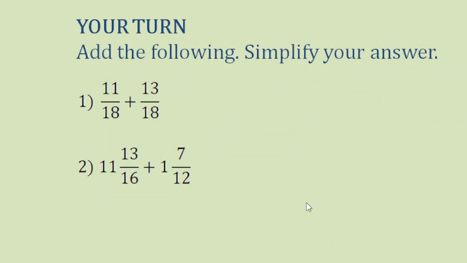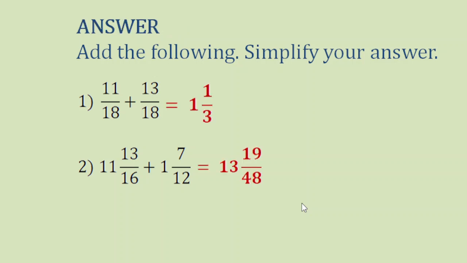Now your turn. You can pause the video. Add the following and simplify your answer. If you are ready, I can now show you the answer. For item number 1, the answer is 1 and 1/3. For item number 2, 13 and 19 over 48. Did you get the 2 items right?